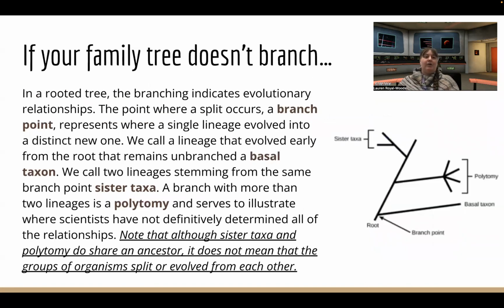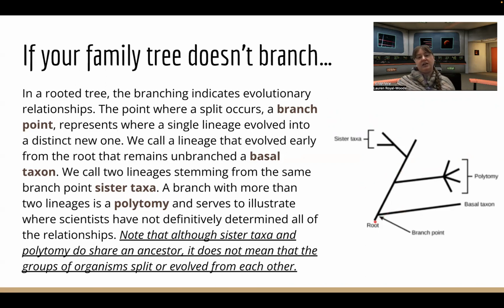So now, in a rooted tree, the branching indicates evolutionary relationships. The point where a split occurs is called the branch point. And this represents basically what we were talking about last week with speciation. It's where a single lineage evolved into a distinct new one. We call the lineage that evolved early from the root that remains unbranched a basal taxon.